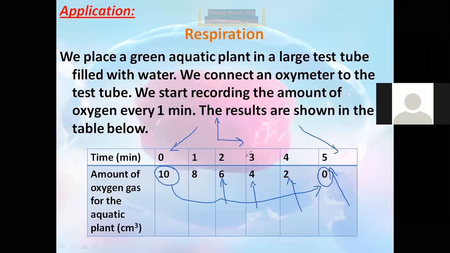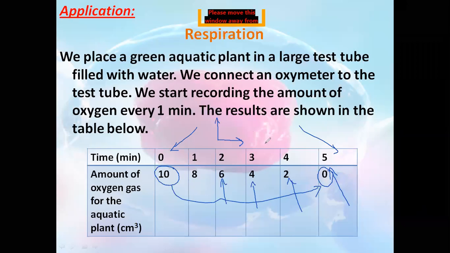Amount of oxygen gas for the aquatic plant on the x-axis. The x-axis, which one? The horizontal or the vertical? The horizontal. I mean the vertical. The vertical or the horizontal? Vertical. Vertical is the y-axis. No, the x-axis is here, Michael. This one is the horizontal one. This is the x-axis, and the vertical is the y-axis. This one is the y-axis.